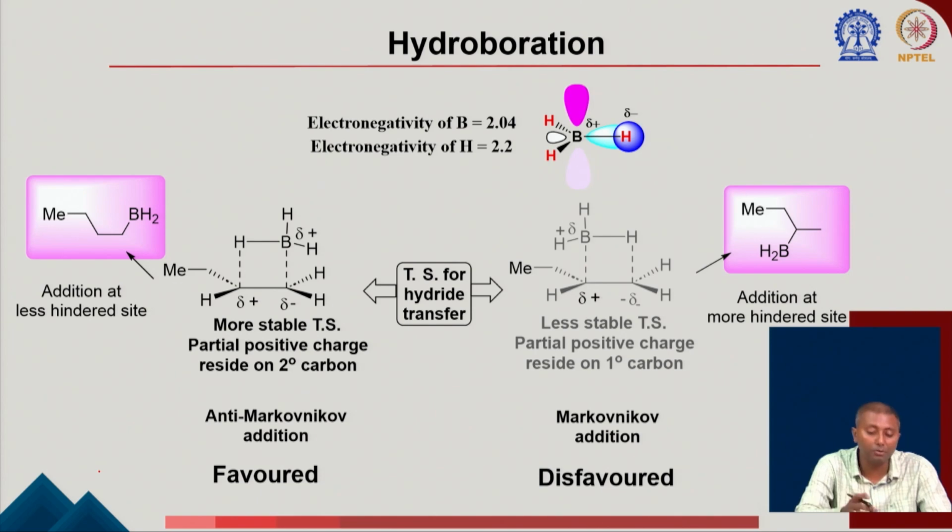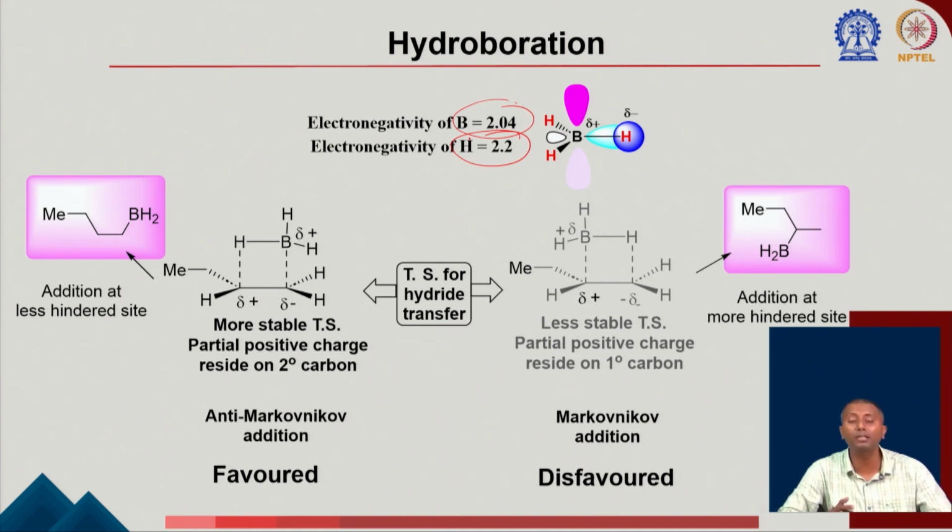If you first think about the electronegativity difference of the boron and the hydrogen, you can see the hydrogen is more electronegative than the boron. So if you think about the boron-hydrogen bond, the electron density is pulled towards hydrogen. So you can think about the boron having some sort of a delta positive and the hydrogen having some sort of a delta negative. Now when it is adding to the olefin, it is actually adding in a syn fashion. So the BH bond comes in a syn fashion to add to the olefin.